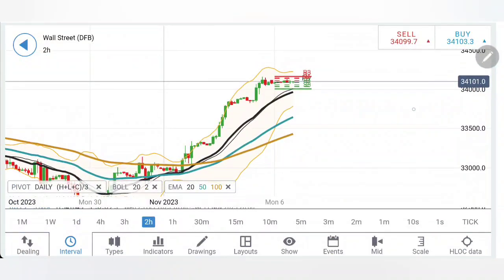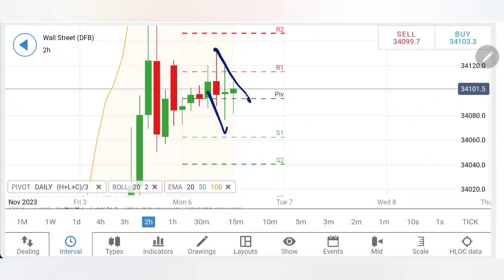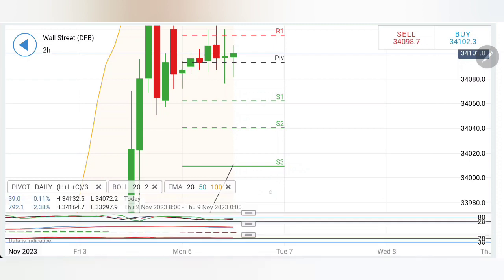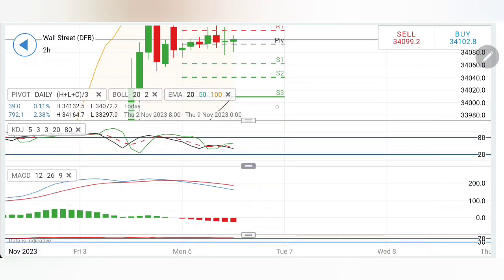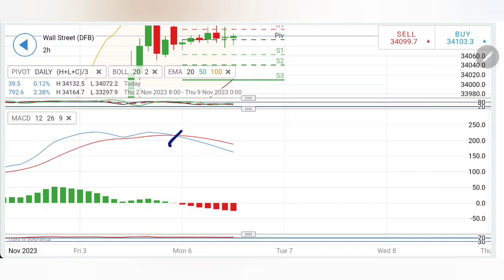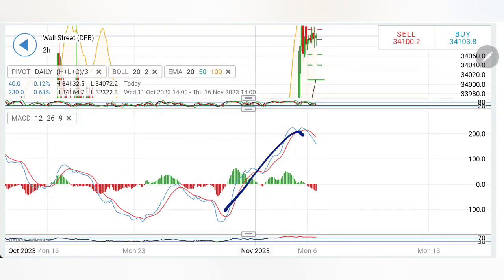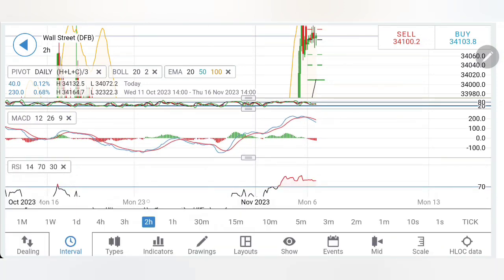Coming to 2-hour charts, likewise on the 2-hour charts, lower lows, lower highs. Wait for it to break below 34,050. That is the point below which the bears will be taking over, as it has still got a little bullishness as of now. Stochastic trying to trade bearish. MACD has crossed over at the top, trying to trade with divergence and bearishness, and it is looking downwards as of now. RSI was overbought.